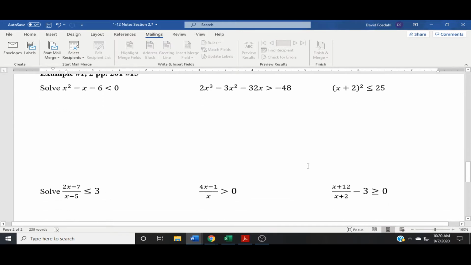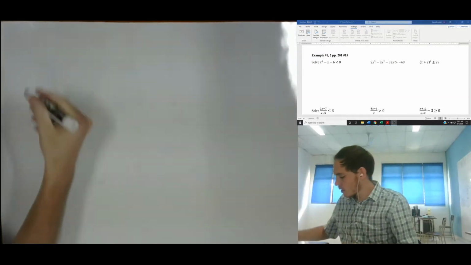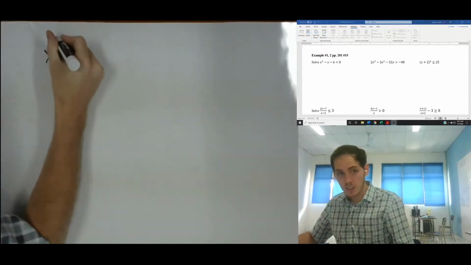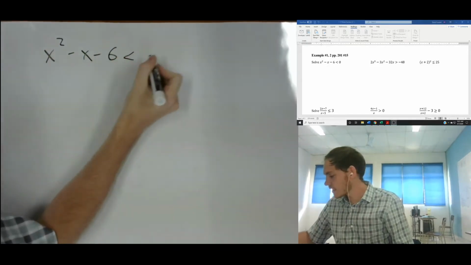Let's see what that means. Okay, I'm going to choose this one. We're going to work through this. So this is x squared minus x minus 6. And we're going to just work through it. Okay? So let's shrink that down. Okay. So we have x squared minus x minus 6 is less than 0.